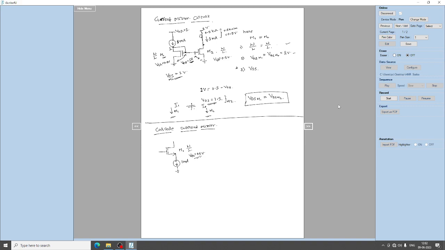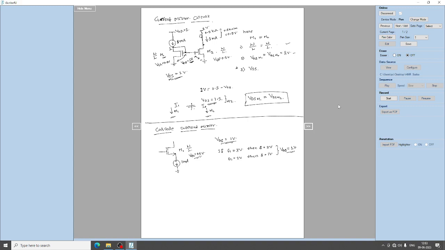So here what happens? I need to get VGS to be 1 volt. This is the condition in order to have 1 milliamp of current flowing through the transistor M1. So VGS should be 1 volt in order to have 1 milliamp of current. For example, if the gate terminal is at 3 volt, then the source will be at 2 volt. Or if the gate voltage is at 2 volt, then the source terminal is at 1 volt, so that your VGS boils down to 1 volt always.